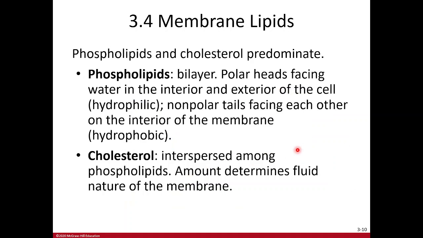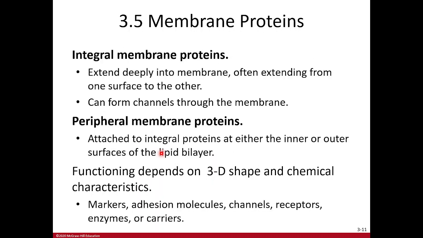So, characteristics of the membrane lipids. Phospholipids and cholesterol predominate the membrane lipids. And again, the phospholipids have a polar head that faces the interior and exterior of the cell where you have water. And because they're polar, they can interact with water. So they are called hydrophilic polar heads, and they are made of phosphate groups. The nonpolar tails face each other in the interior of the membrane and they are hydrophobic. And then the cholesterol molecules are interspersed within the phospholipids to make this plasma membrane a little bit more rigid.